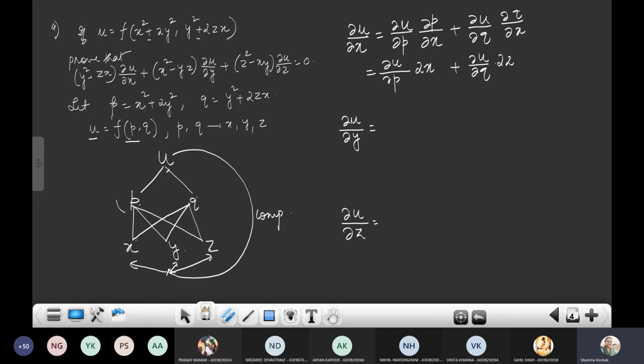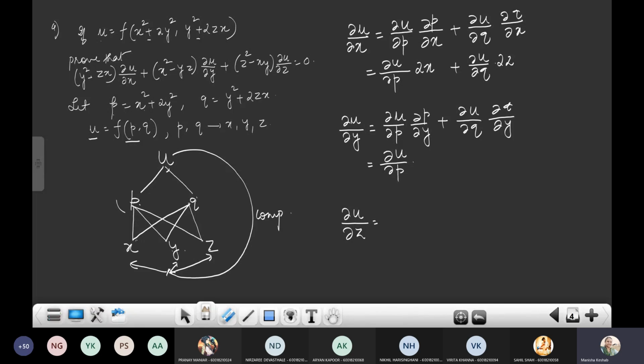Next, what will we get? ∂u/∂y is ∂u/∂p times ∂p/∂y, plus ∂u/∂q times ∂q/∂y. So here we again get ∂u/∂p, which we don't know, so we leave it as it is, and ∂p/∂y.